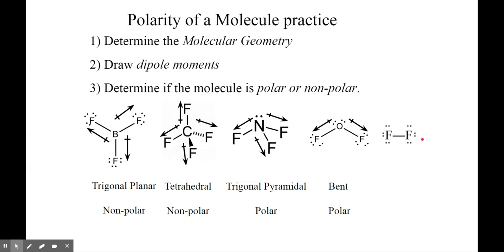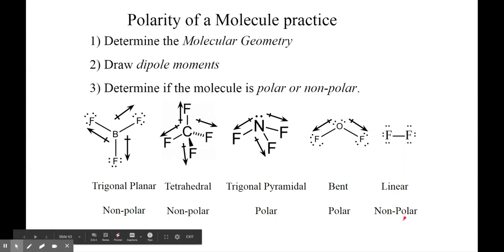Here, there are only 2 things. First, there are no polar bonds because it's bonded to itself. And even if there were, if it's linear, like this, it's still more likely to be nonpolar.